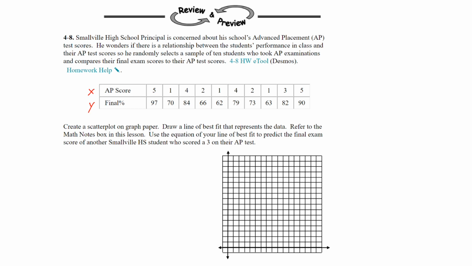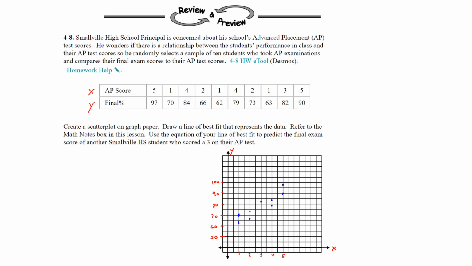What we're going to do is plot the AP score on our x-axis and the final percent on our y-axis. I've labeled my x-axis and my y-axis. I increased my x-axis by 1s, and on my y-axis I started at 50 and went up by 10s, each box representing 5 units. I went ahead and plotted the points, and this is what we're looking at.